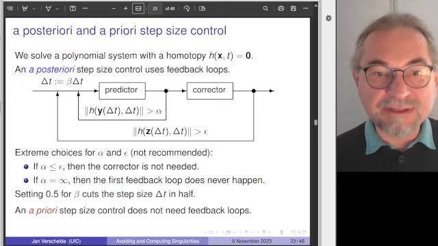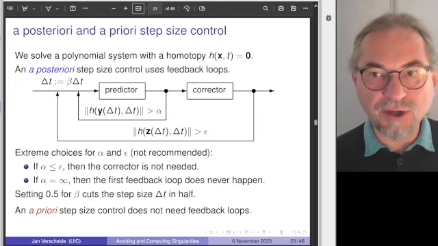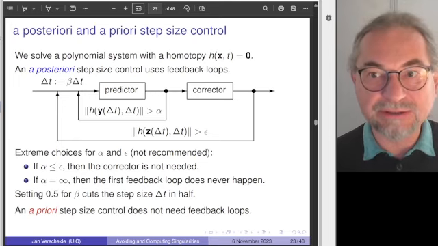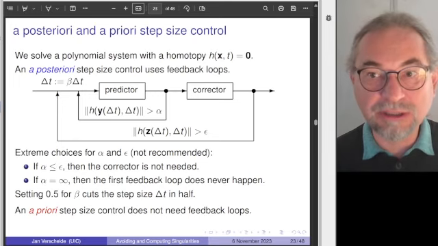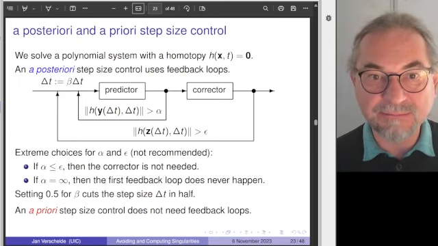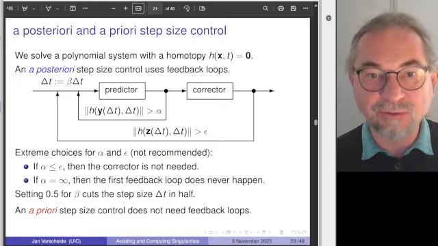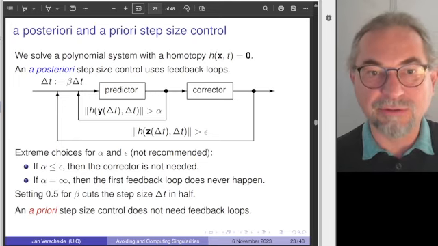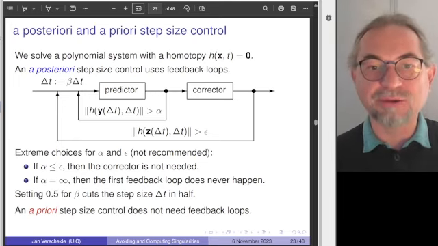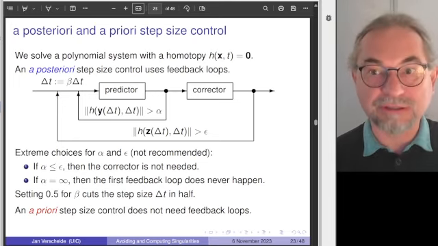With an a priori step size control, you will try to avoid singularities, so you will take into account the nearest singularity, and you will already check what is the residual when you take the predicted solution, the bold y here, at the new step. If that is too large, you will also cut the step size.